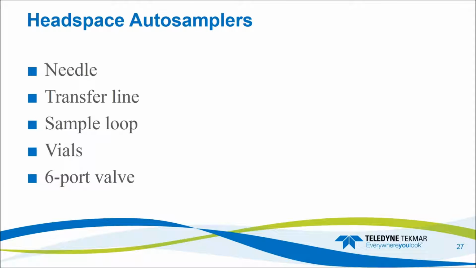Okay. So next, Headspace Autosamplers. We have a couple. Headspace Autosamplers are really pretty simple, so there's only a few things that really can contribute contamination to the system. Primarily, that would be the needle, the transfer line, the sample loop, the vials themselves, or the associated valving and tubing with the system.